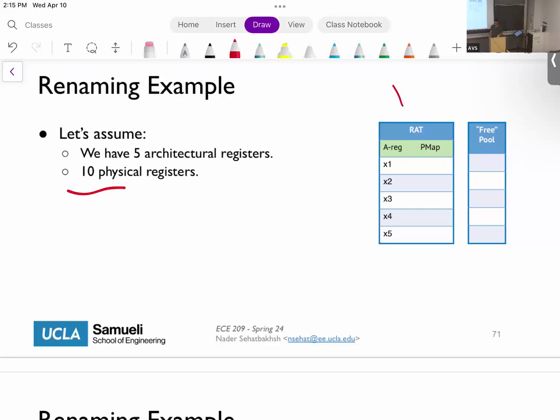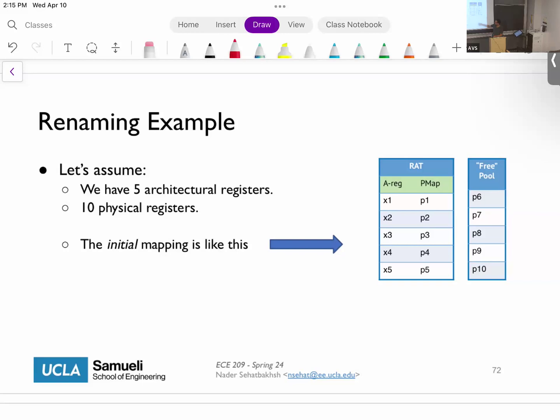As I said, we have 2 tables, the RAT table and the free pool table. In the RAT table, we have the architecture registers and the physical mapping, the most recent one. We usually also use a trick to remember the previous mapping as well, because for recovery we need to do that. In effect, you can consider the RAT itself as 2 tables: one is the most recent one and one is the backup one, okay? So how do we do that? Let's say the initial mapping is like this. It doesn't matter, there could be any other initial mapping, but initially it looks something like this, where X1 is mapped to P1 and so on.